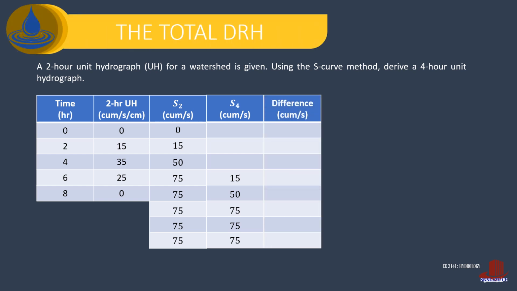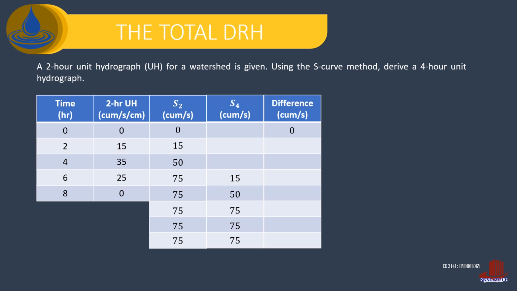After completing the two S-curves, we then take the difference. This difference hydrograph represents the direct runoff caused by continuous effective rainfall lasting the desired duration. To keep it simple, we can say that the difference is the total direct runoff.